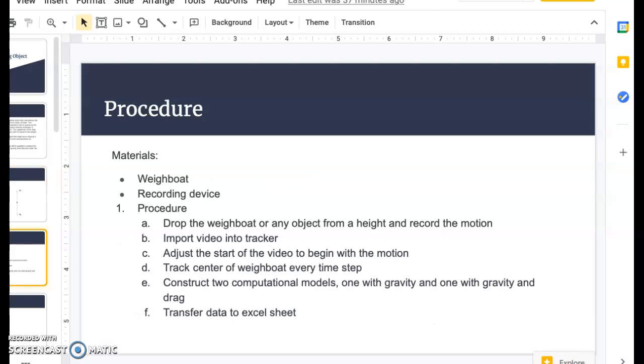Now, in order to conduct this experiment, you need the following materials: a weigh boat and a recording device. You drop a weigh boat or any object from a height and record the motion, import the video into Tracker, adjust the start of the video to begin with the motion, and track the center of the weigh boat at every time step. You construct two computational models, one with gravity and one with gravity and drag. Transfer this data to an Excel sheet and analyze it.